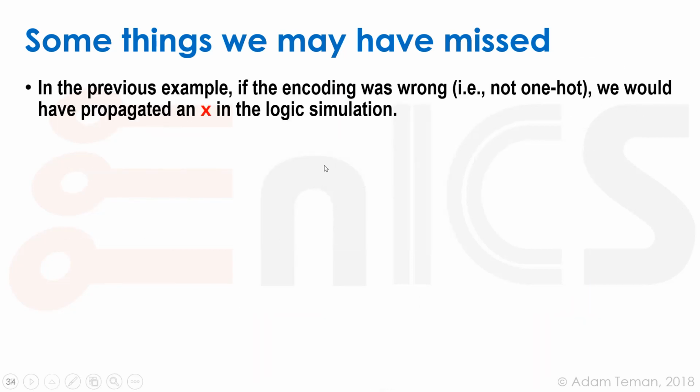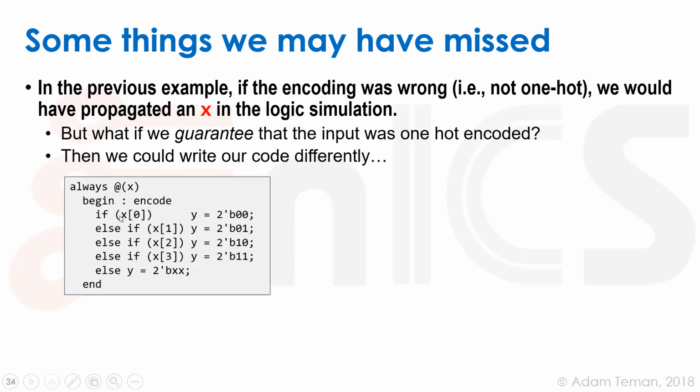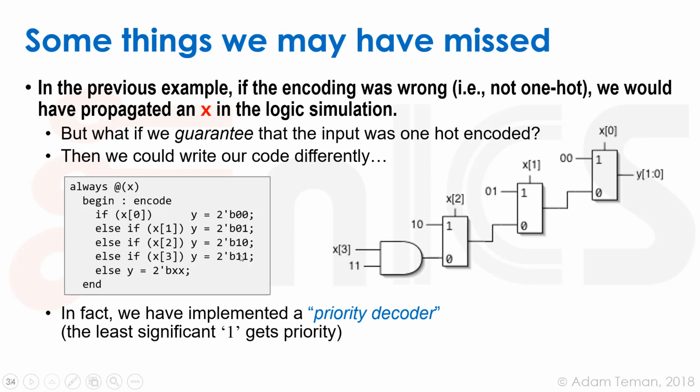For example, let's say what would happen if we could guarantee that the input was one-hot encoded. We know it's one-hot encoded because, say, our logic wouldn't allow it to be something else. Then we could just write the code differently. We could write just looking at the single bit: if x0, or if x1, or if x2, or if x3, and that could bring out a different type of logic.